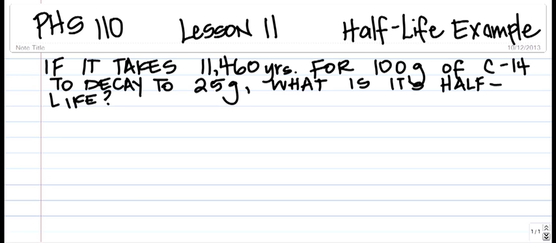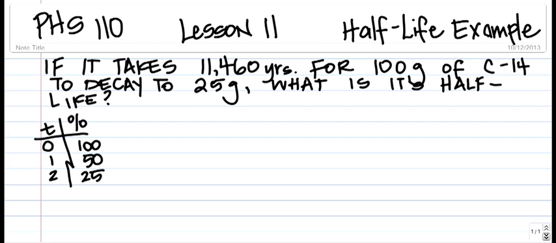So let's say I could set up a little chart here, and I could say I've got time and I've got how much of my object is left over. So if I've got 100% of my object at time 0, then after one half-life, I've got 50%, and after 2 half-lives, I've got 25%, etc. So this information is telling us everything we need to know.